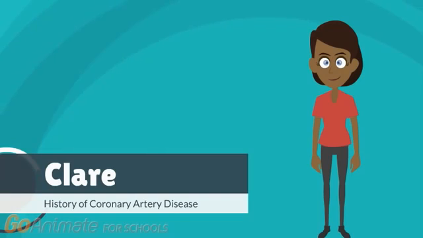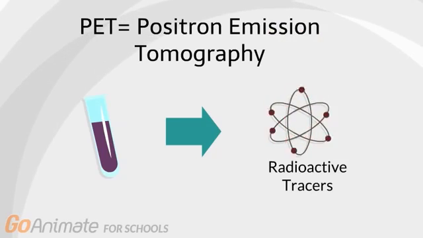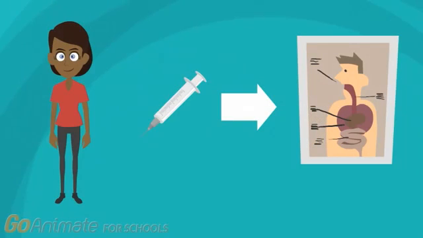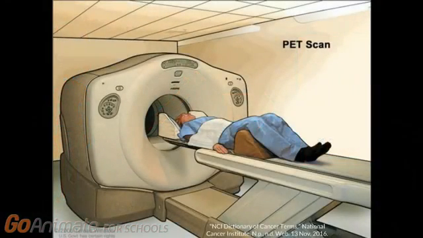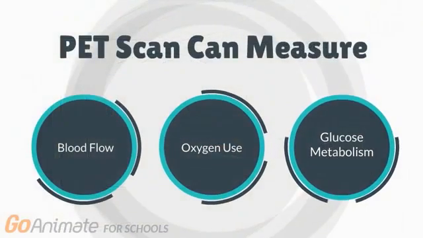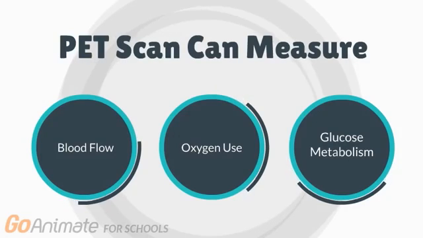Claire has a history of coronary artery disease, so her doctor advises her to undergo a PET scan. A positron emission tomography scan is performed by using a special dye that has radioactive tracers. The patient injects this tracer and it is subsequently absorbed by organs and tissues in the body. The PET scanner can highlight these tracers and see how well organs and tissues are performing. PET scans can therefore measure blood flow, oxygen use, and glucose metabolism.